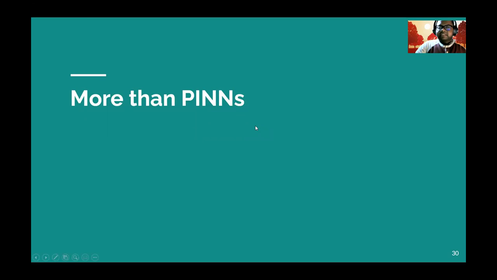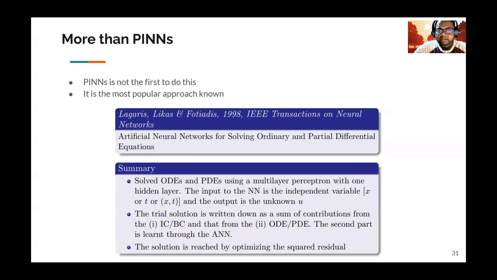Hi everyone. So we are going to continue the topic from where we left off on physics-informed neural networks. Now we'll be looking at what more we can do with them. I just wanted to make the point that PINNs are not the first to incorporate physics information from partial differential equations using neural networks. There is a paper from 1998 which uses artificial neural networks for solving ordinary and partial differential equations.